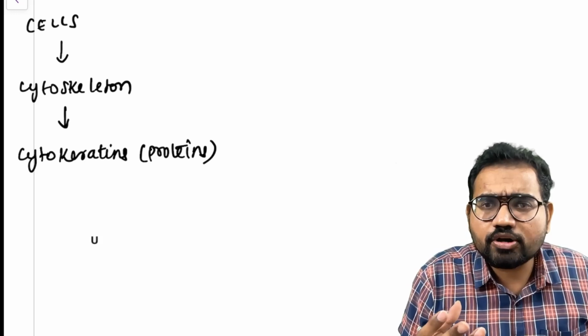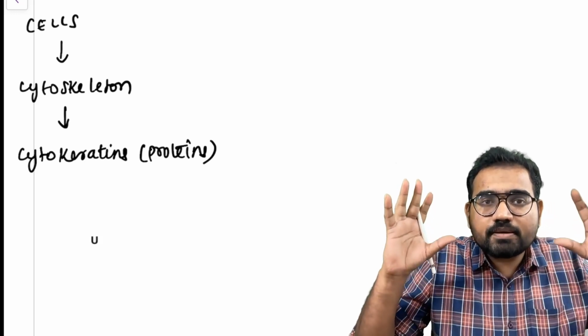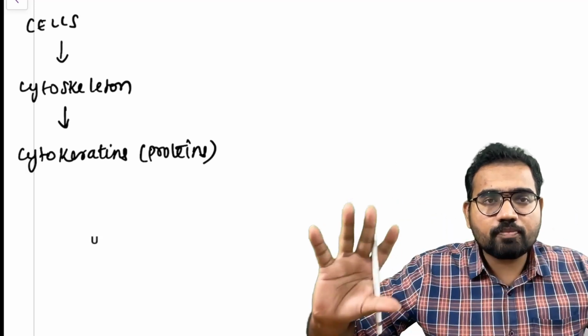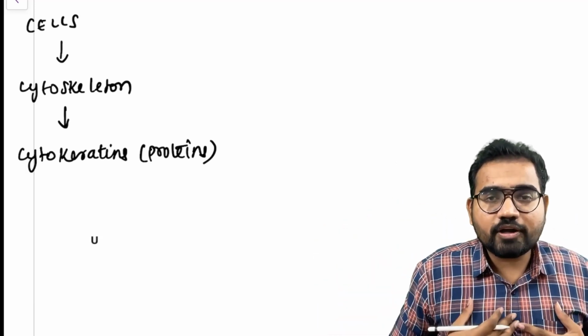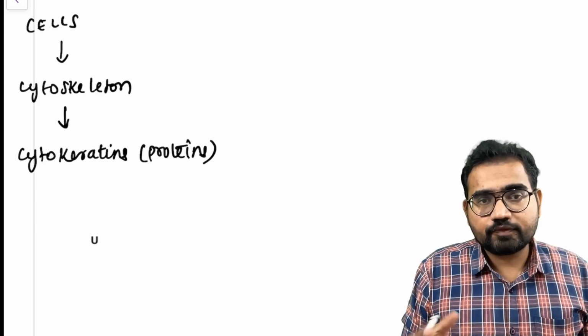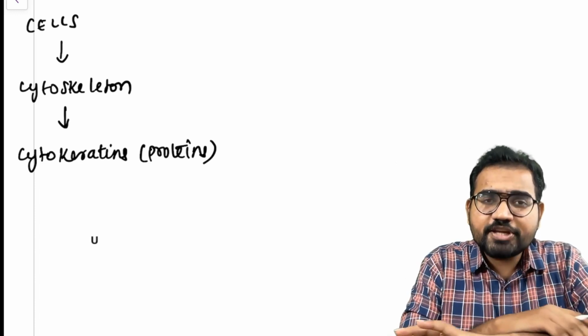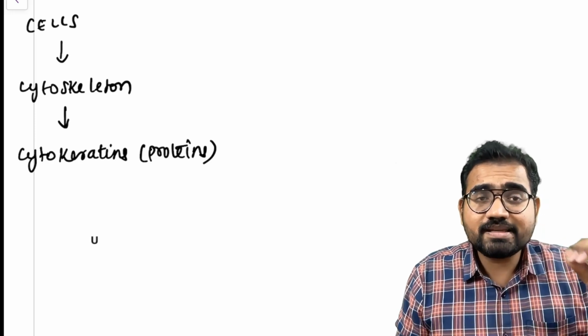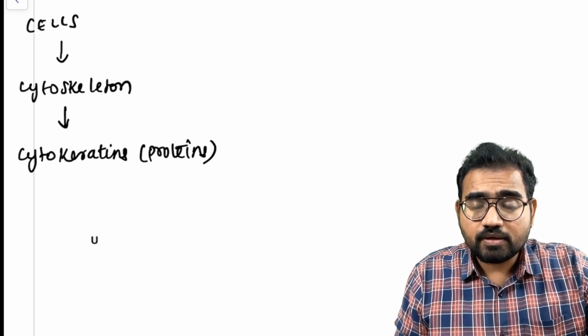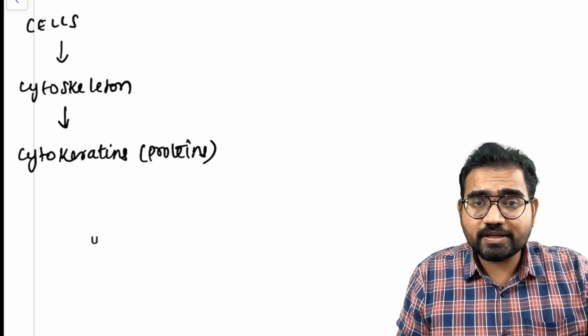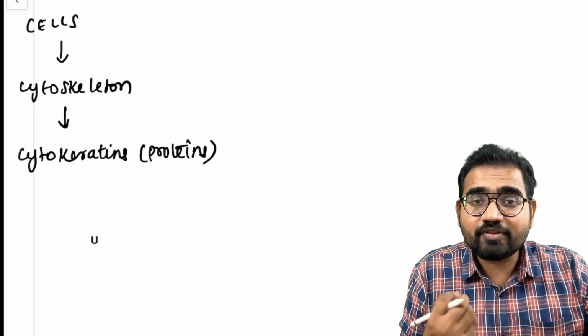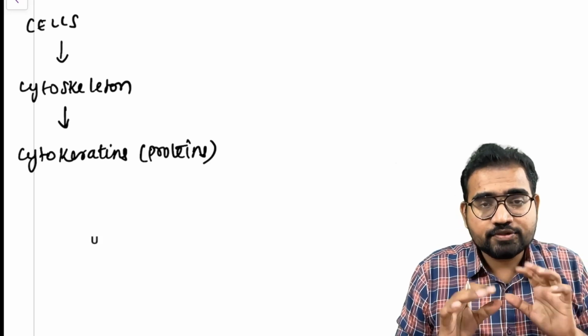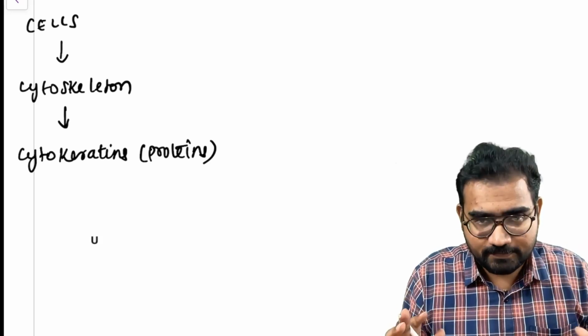Cytoskeleton is essential because it is a major component of a cell. Like if you don't have bones, we don't have a body. So bones are essential to give shape to a body, right? Similarly, the cytoskeleton gives shape to a cell, to an epithelium, and this cytoskeleton in turn gets nutrients from the cytokeratins. So cytokeratins are basically proteins.